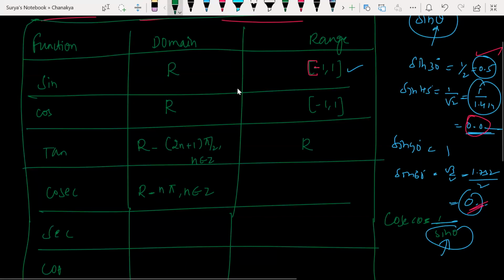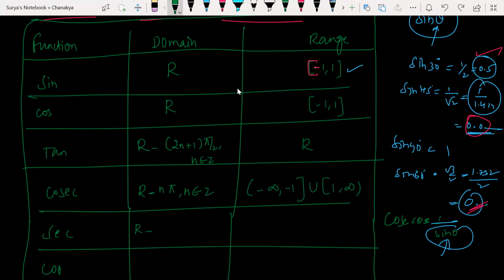Very simple actually. I'm not teaching you from a JEE point of view, let me go somewhat fast, from a board point of view. Let us focus on questions. So what is the range here? Minus infinity to -1 union 1 to infinity. Okay, so what is the domain of sec theta?